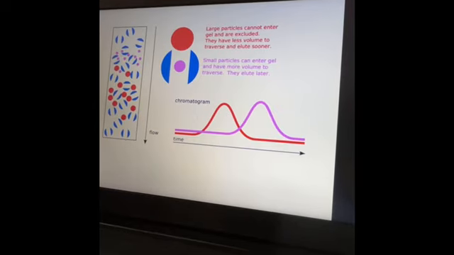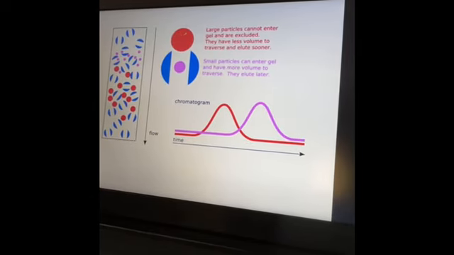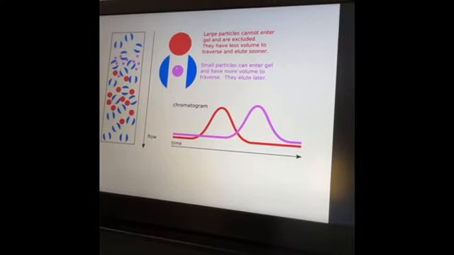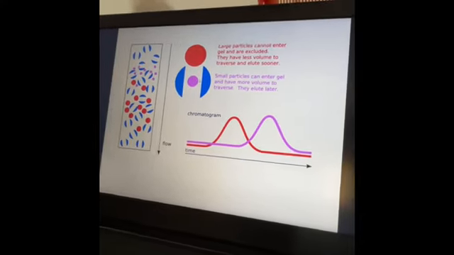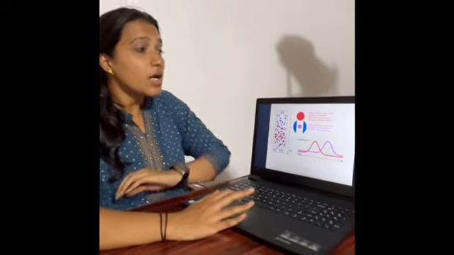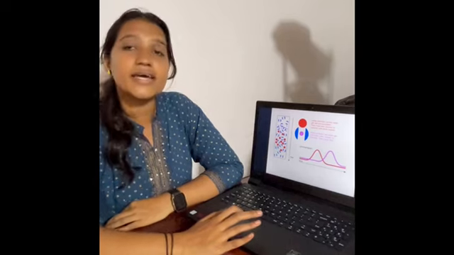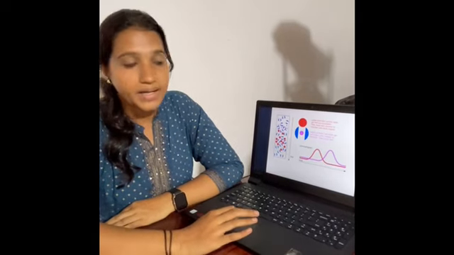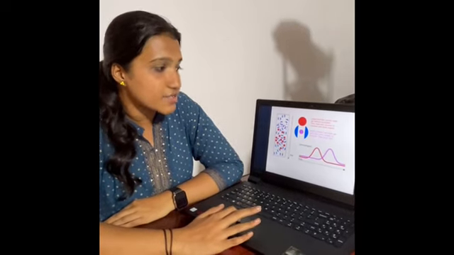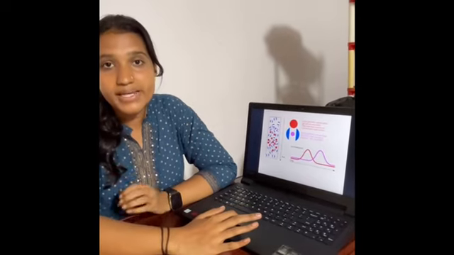Let us consider this as the chromatographic column. This red color indicates the large particles and this pink color indicates the small particles. The larger particles cannot enter the gel and are excluded, so they do not penetrate. That's why they have less volume to traverse and elute sooner. That's why they are eluted rapidly and fast.